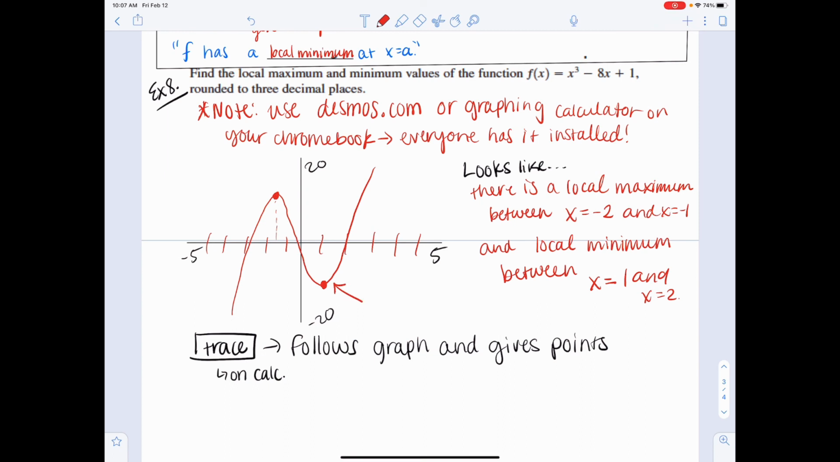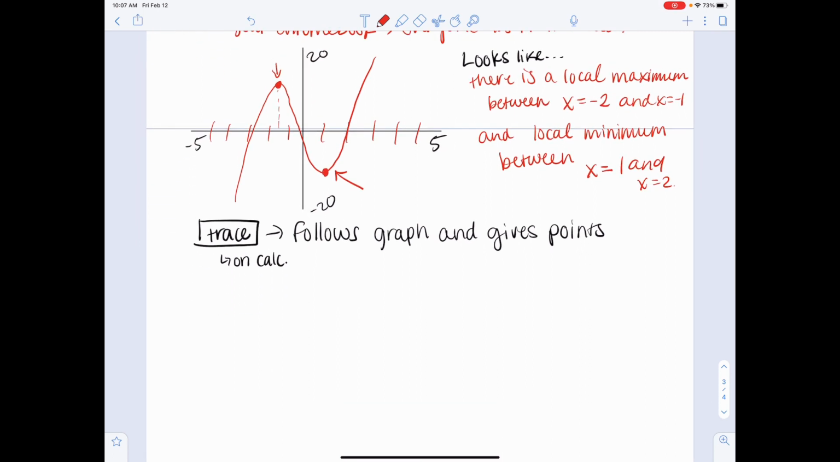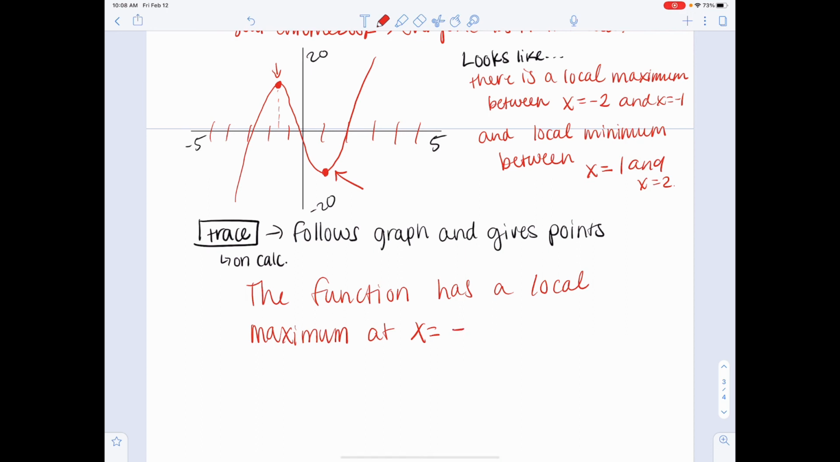So you need to go to Desmos.com, and as soon as you plug in this equation, you'll see this shape, and you can just click on this point up here, and you'll get the local maximum. You'll just say the function has a local maximum, and right now all we want is the x value at x equals, I think it's -1.63. Okay, and then we write the same thing, and a local minimum at x equals 1.63. Okay, so that's your answer there.